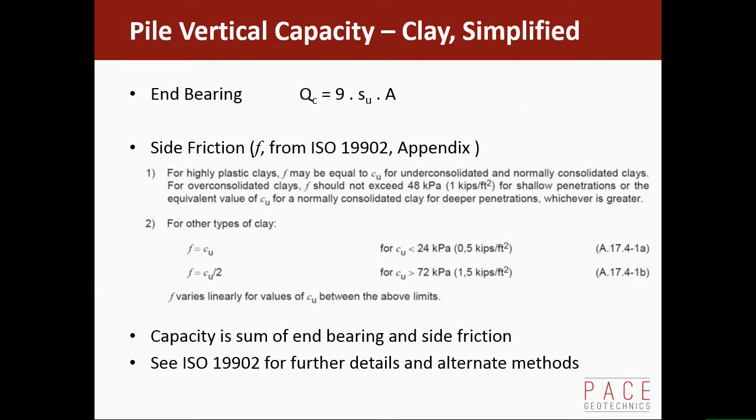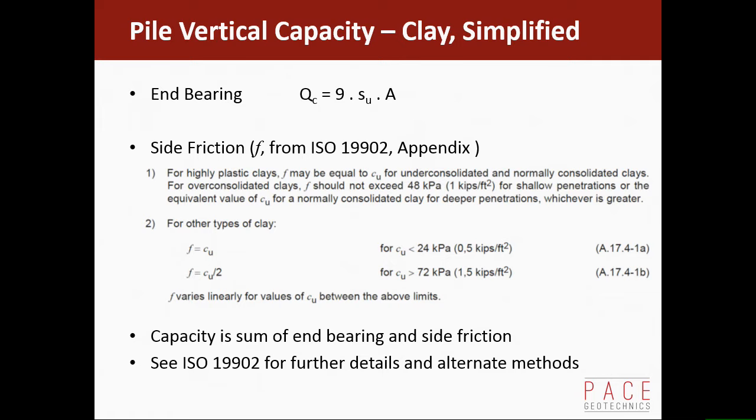Yeah, so in clay, and this is essentially based on the main text method of API, which is a gross simplification, as I say. If you're doing permanent works design, you want to be doing one of the more advanced methods, but it gives you a feel and it's a quick calculation. 9 times the undrained shear strength times the area of the wall of the pile, usually. It may be plugged, so you need to consider that.